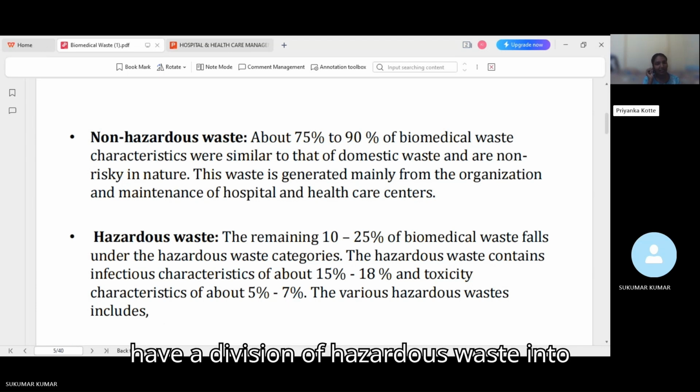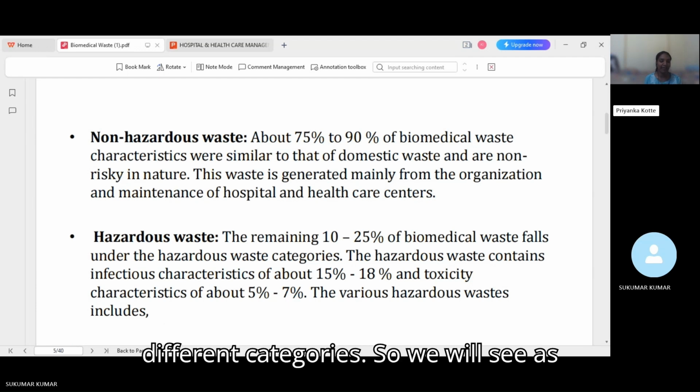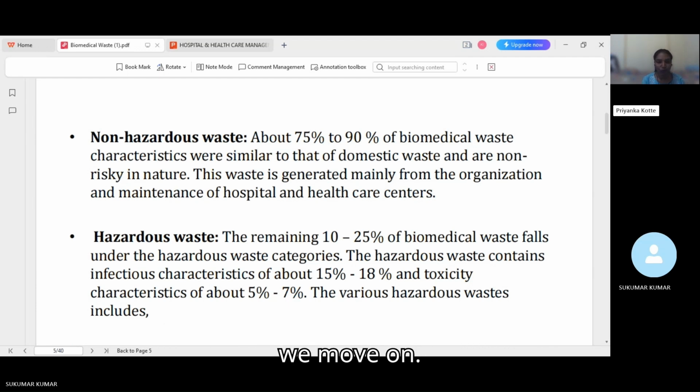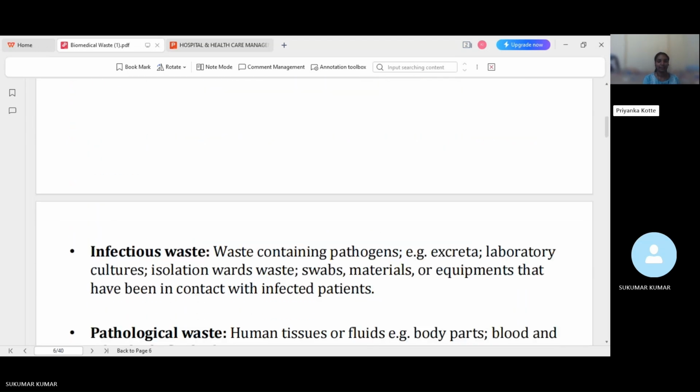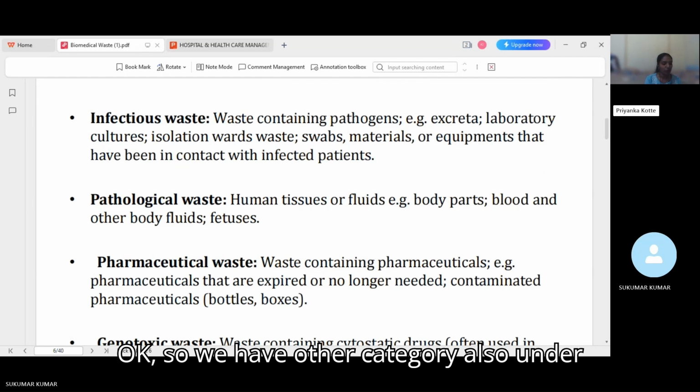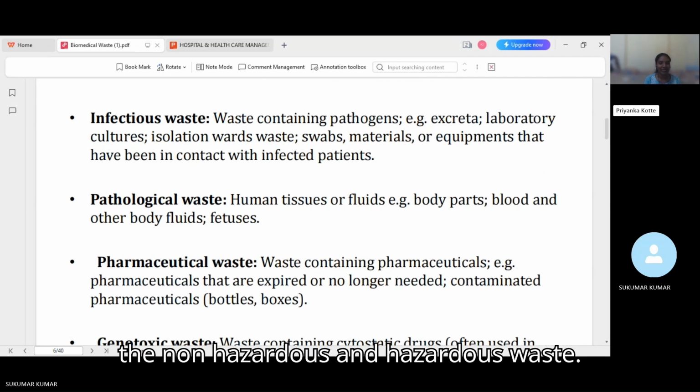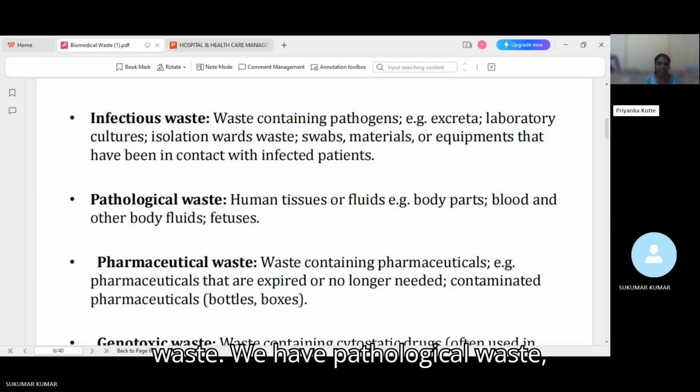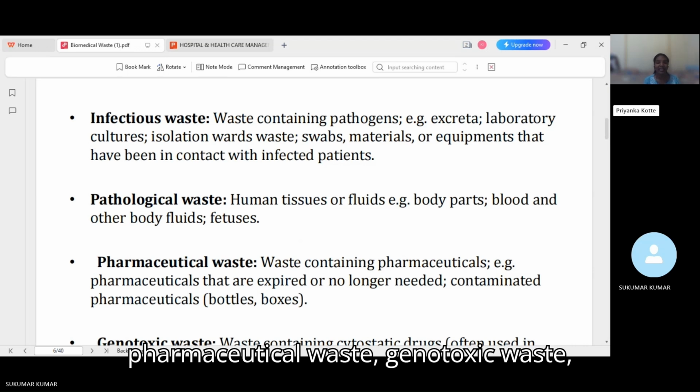Again, we can divide hazardous waste into different categories. So we will see as we move on. Okay, so we have other categories under non-hazardous and hazardous waste. Under the hazardous, this is the classification that we have: infectious waste, pathological waste, pharmaceutical waste, genotoxic waste.